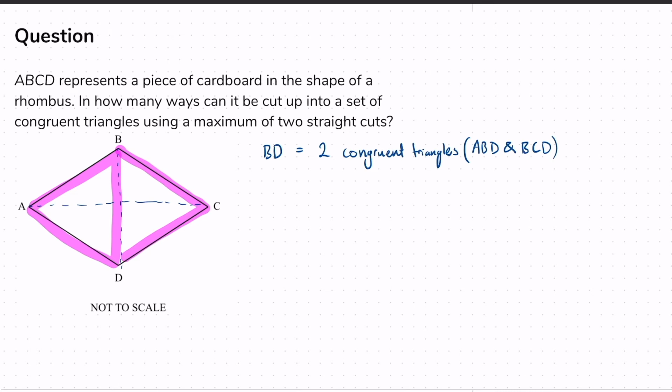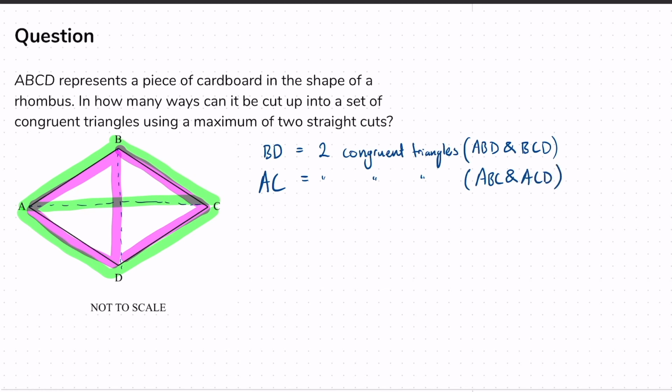Okay, awesome. Well, what about if I cut from A to C? Okay, horizontally. Well, in that instance, right, it's going to get a little bit busy here. We've got those triangles there. So we've got, again, 2 congruent triangles from A, B, C, and A, C, D.